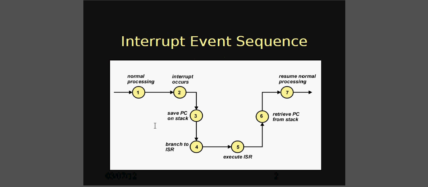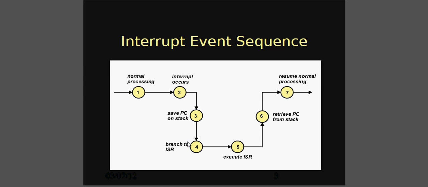All right, so this is the interrupt event sequence. This is the basic flow of how the interrupt comes and how the processor acts on it. For example, the first step is normal processing, executing your code line by line, following the flow of your code, and all of a sudden an interrupt occurs, one of the interrupt pins is activated. Then the processor will take action on it. It will save the PC on the stack, which is the program counter, the current address that the processor is executing.